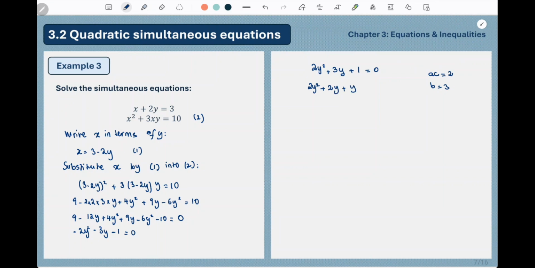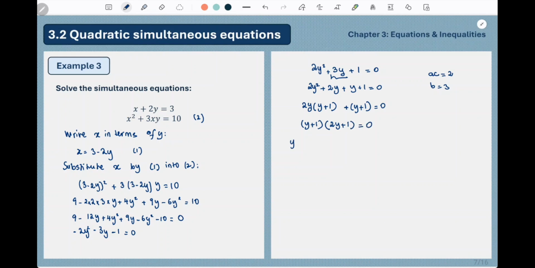So 2y squared plus 2y plus y plus 1 equals 0. You only do this because you want to split the middle term in a way that allows you to have a common factor, which will appear in the next step. If you factorize the first part by 2y, it's going to give you y plus 1, and the other part is y plus 1. Eventually, y plus 1 is the common factor, and we factorize by it and get (2y plus 1)(y plus 1) equal to 0.